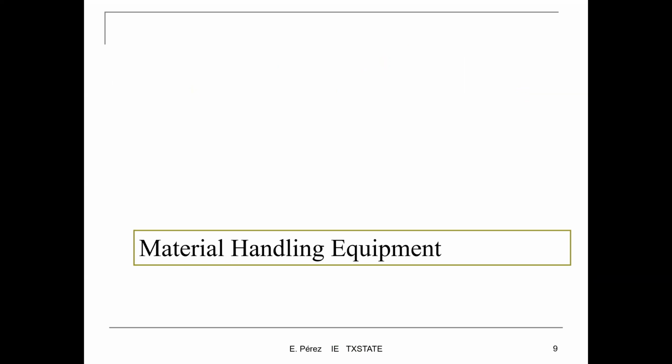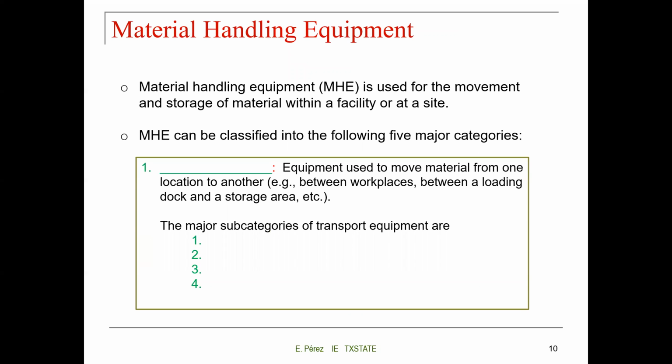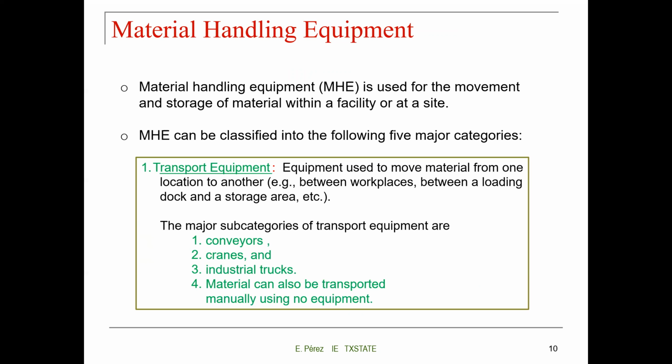So let's look at some of the material handling equipment. Material handling equipment is used for the movement and storage of material within a facility or at a site. Material handling equipment can be classified into the following 5 major categories. Transport equipment is number 1. This is the equipment used to move material from one location to another. The major subcategories of transport equipment are conveyors, cranes, and industrial trucks. Material can also be transported manually using no equipment. So this is transport equipment.